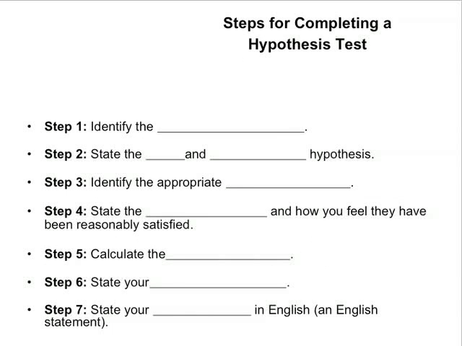When we're doing a hypothesis test, there are certain logical steps that you should probably think about taking. The very first thing that you want to do is always start off with identifying the parameter of interest. In this case, if we're talking about the mean, it would be mu. If we're talking about the median, it'd be theta.